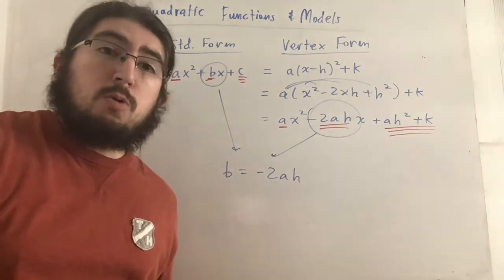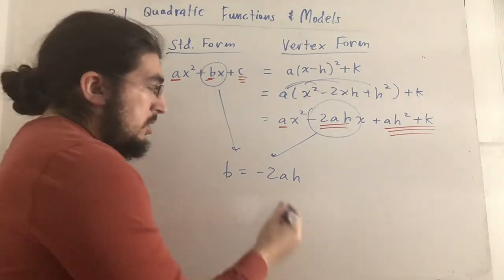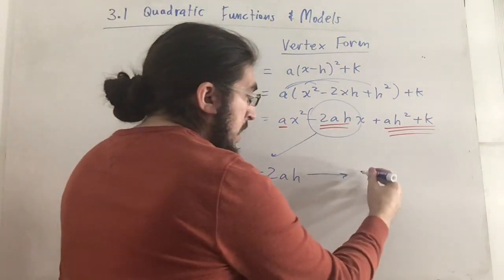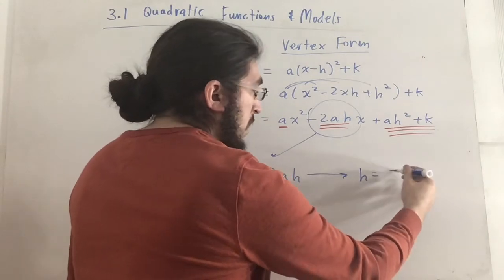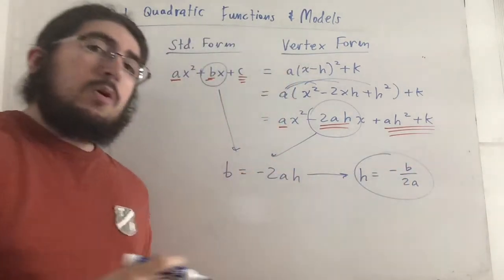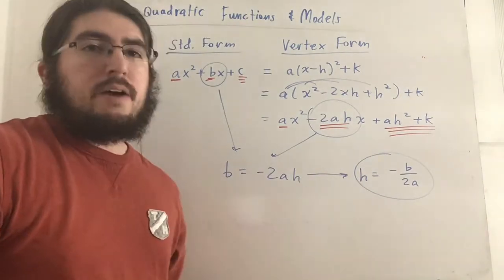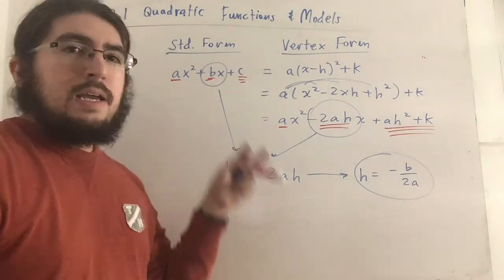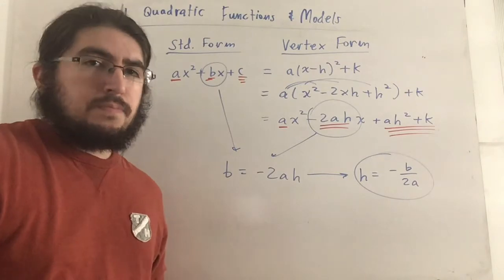And what are we trying to do? We're trying to solve for h and k. So if you divide by negative 2a, you get that h is equal to negative b over 2a. And this is how we're going to find the x value, h, of the vertex in terms of a and b. Notice we don't even need c.